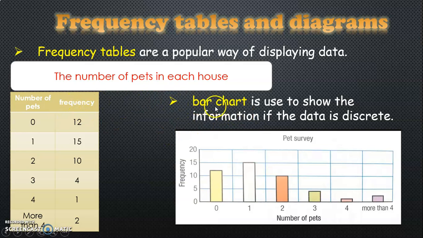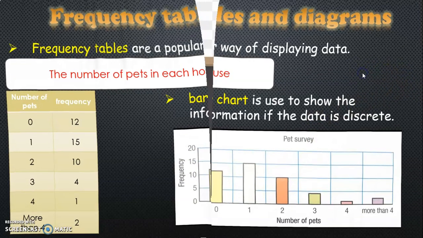So how do we draw the bar chart? As you see, the number of pets, so 0. Here for the frequency we have 0, 5, 10, 15, 20. It means each difference is 5. Since for the first one, 0 pets, we have 12 houses, our frequency is near the middle of 10 and 15. So this is what we have now.